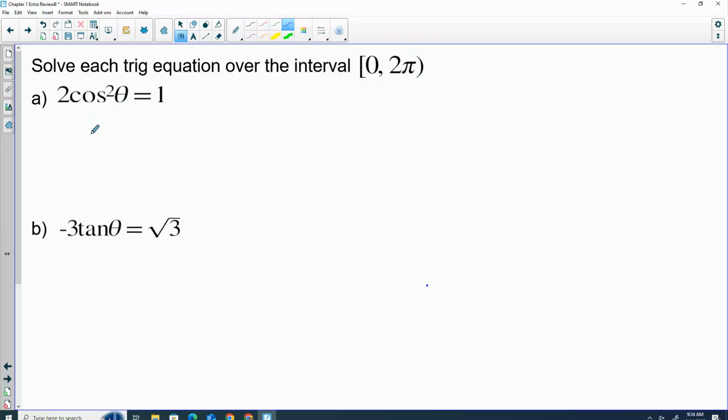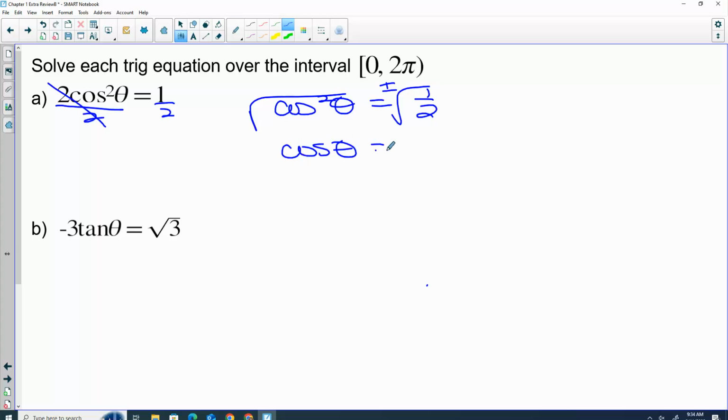So first we have to get the trig function by itself. We would start out dividing by 2 on each side. How do we get rid of a square? Square root, and with a plus and minus. Cosine theta equals plus and minus the square root of 1 is 1, and we can't leave the square root of 2 on the bottom, so radical off the bottom, that's radical 2 over 2.